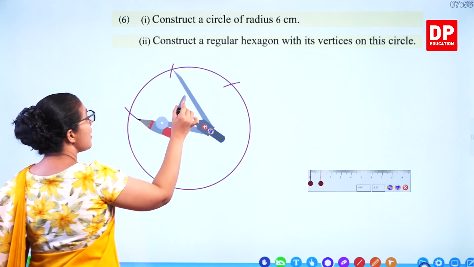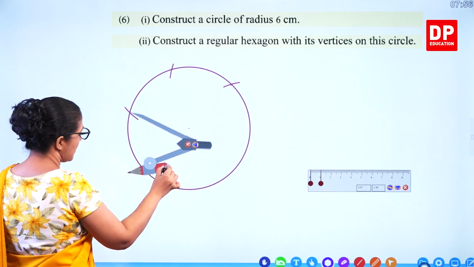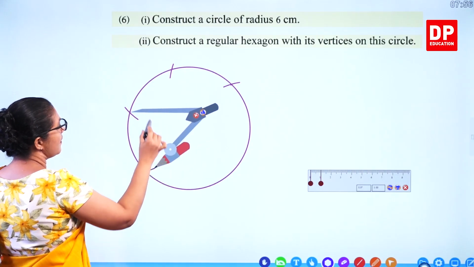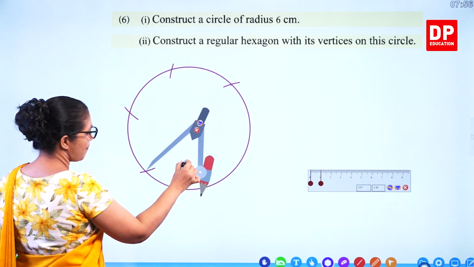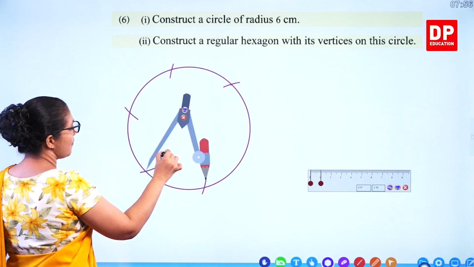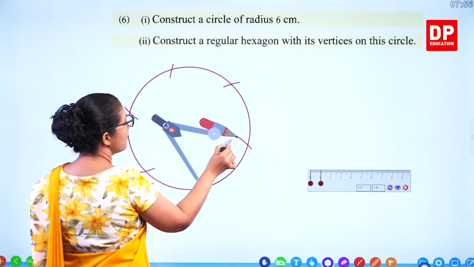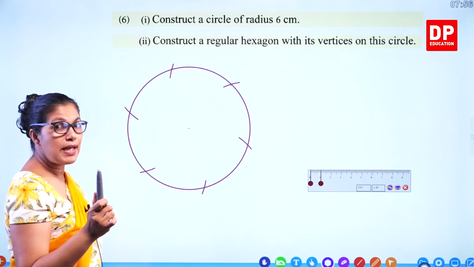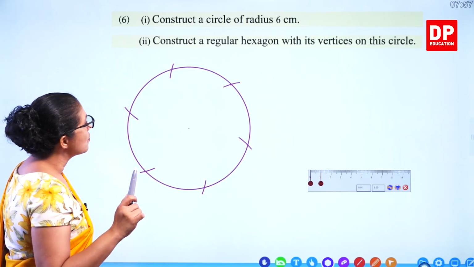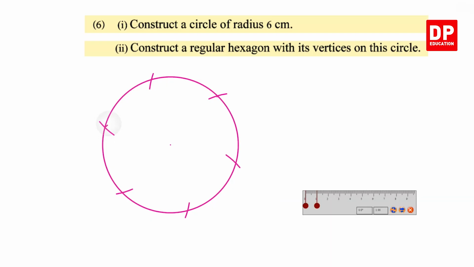So likewise, you get how many points around the circle? You get 6 points. And again, and the last point. Here. Now we have 6. 1, 2, 3, 4, 5, 6. Hexagon means 6 vertices. So 6 sides and 6 vertices. So now you can take the ruler and connect. So you get the hexagon.